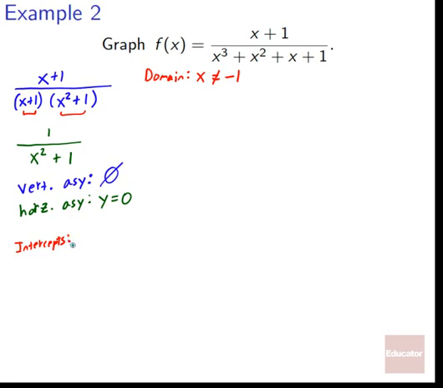Can we plug in anything to get an intercept on the top? Well, in our simplified form, we're 1 over x squared plus 1. So there are no x-axis intercepts, because there's nothing we can plug in to get a 0 to show up in our numerator. But we will be able to plug in 0 for our x, so we can see what the y-axis intercept is. We get 1 over 0 plus 1, so we get just (0, 1).